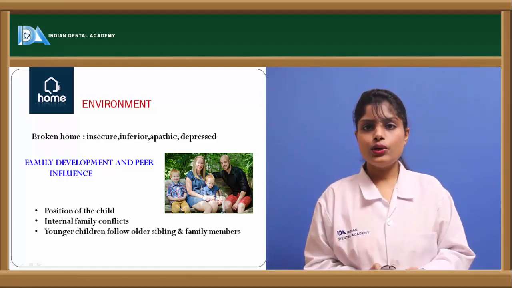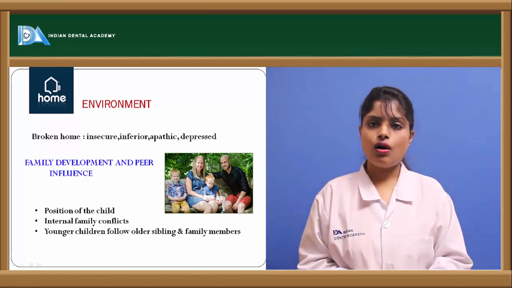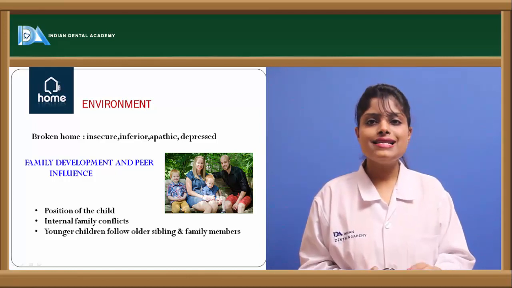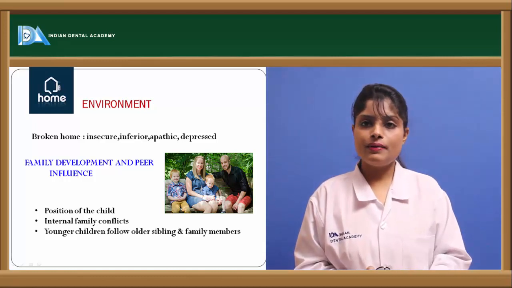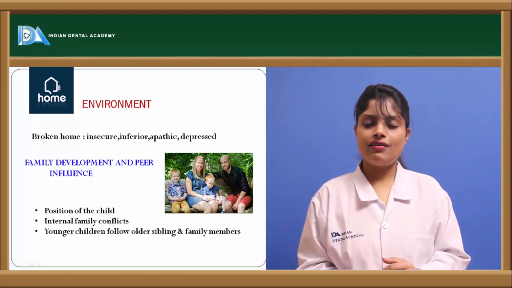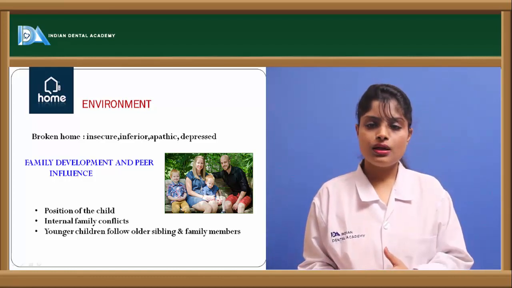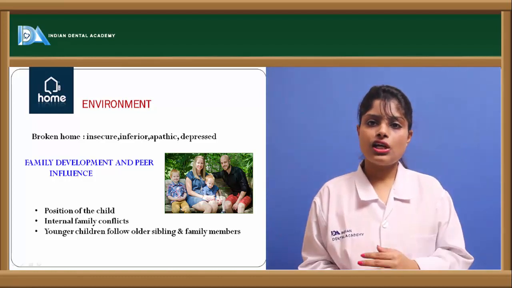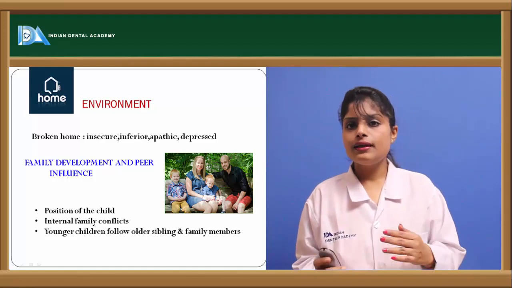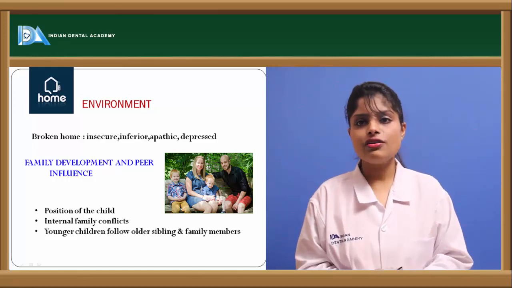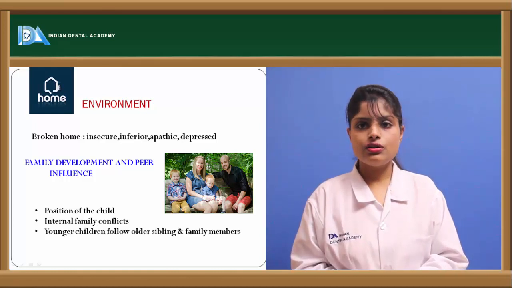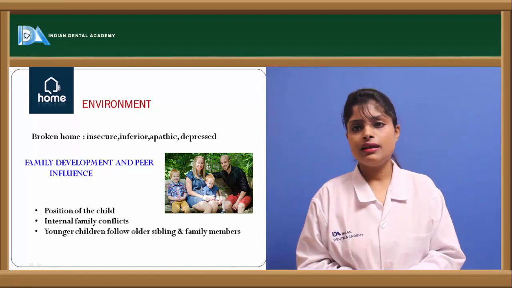Now, what is the influence of the siblings or the peer on the behavior of the child? Generally, if the elder brother or elder sister is present, they may represent a role model to the child. The child can follow their behavior and activities in the home. This depends on the order of the child or the position of the child in the family. Even the internal family conflicts have an effect on the child's behavior. So it is generally seen that younger children follow their elder siblings in behavior.